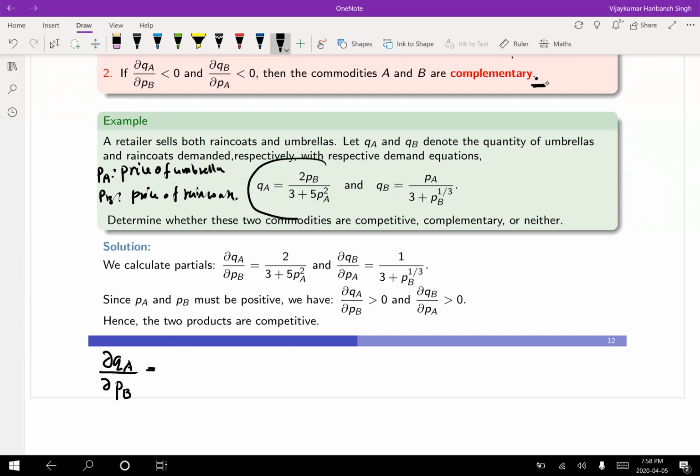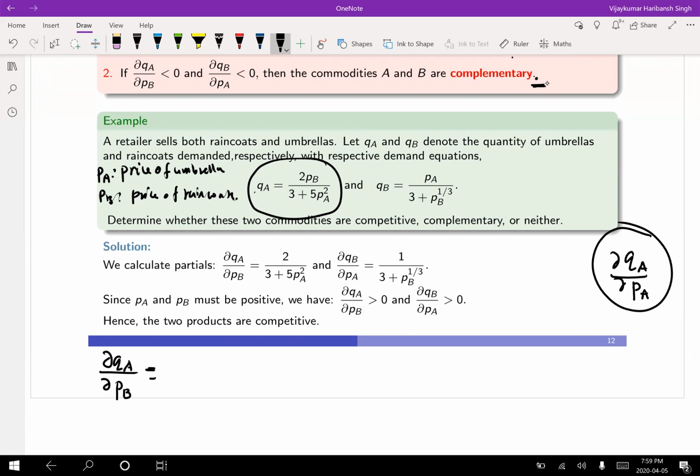We are already given the QA function, so take the derivative of this with respect to PB. Note that this is the cross derivative: QA, and then you're taking the derivative with respect to the price of B. This is about how the demand of commodity A is changed by the price of commodity B. That's why you have Q on the top and the price on the bottom. Otherwise this becomes the usual marginal functions. We are interested in the cross derivative because they are jointly related here.